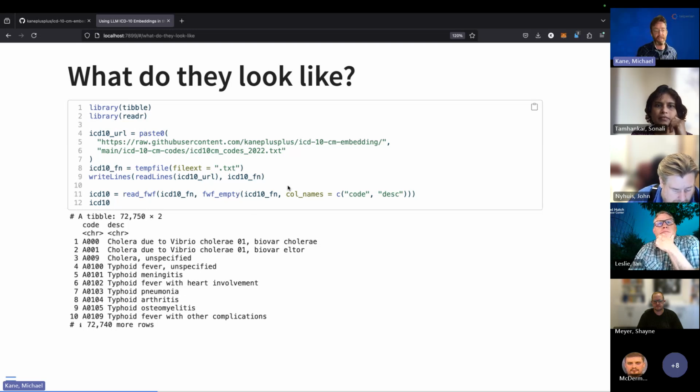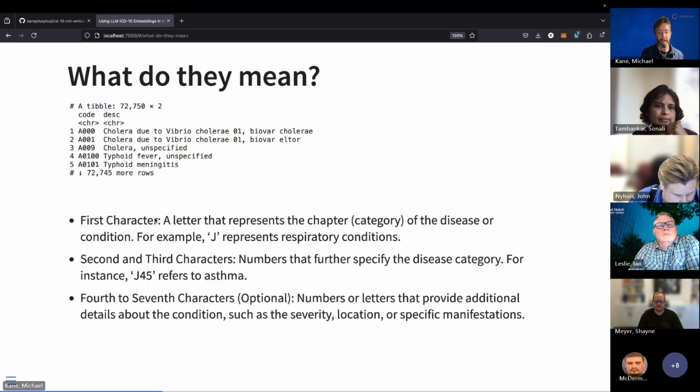If you read that in, what you have is a data frame or a tibble with two columns. The first column is the code, so that actually is the ICD-10 code, and the second column is the description, so that's the corresponding disease or diagnosis. All right.